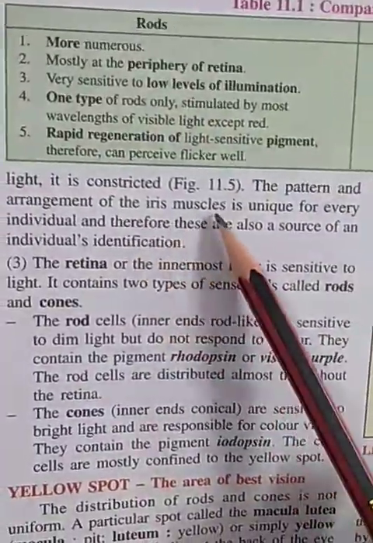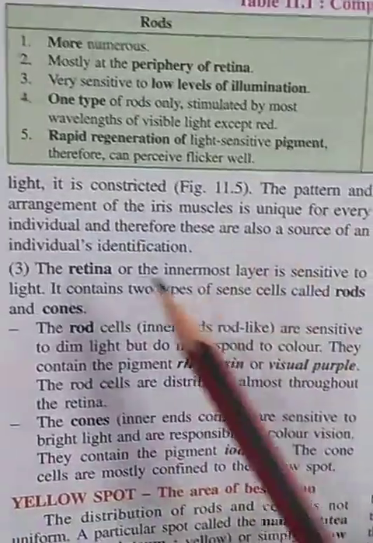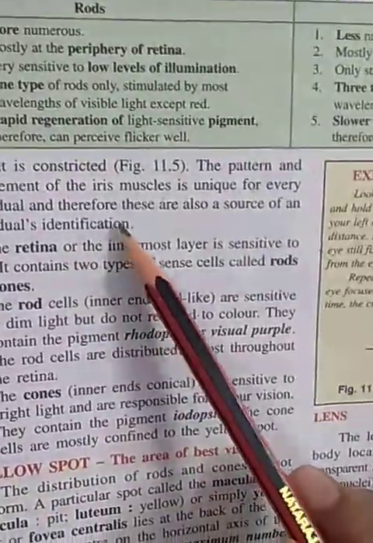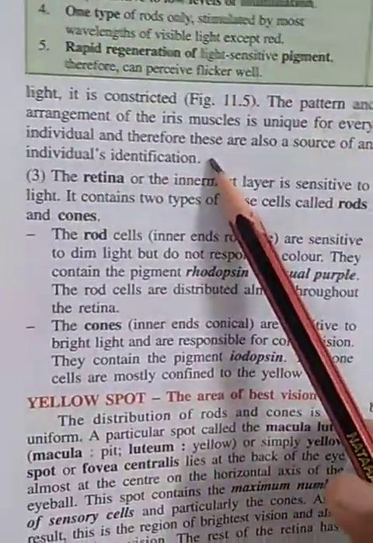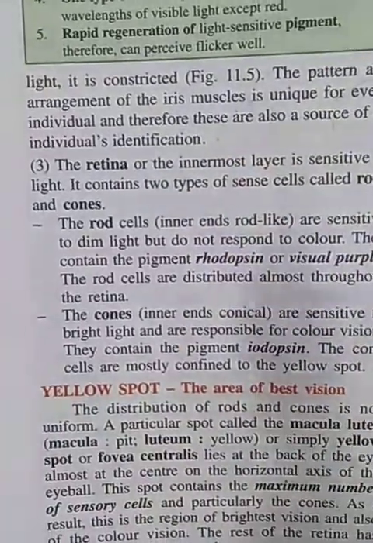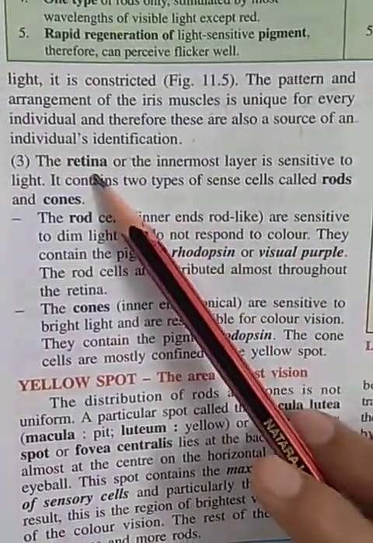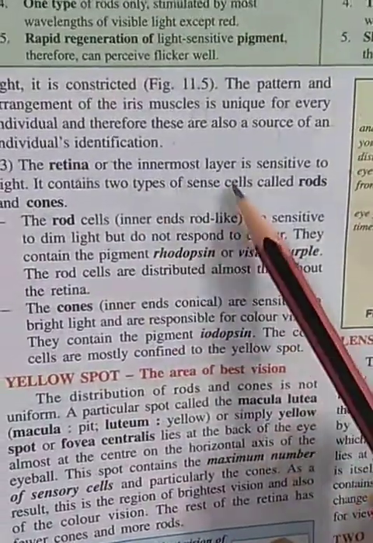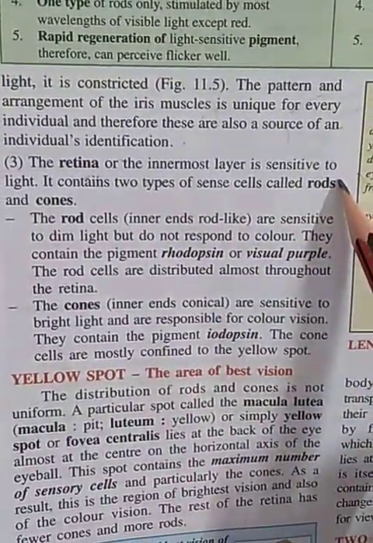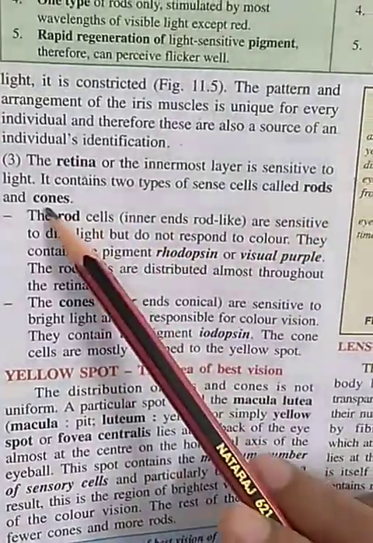Then the pattern and arrangement of the iris muscles is unique for every individual. So this arrangement of iris muscles is also a source of an individual's identification. Now students, we will discuss the third layer of our eye, that is the retina. This retina is the innermost layer of our eye, and it is sensitive to light.